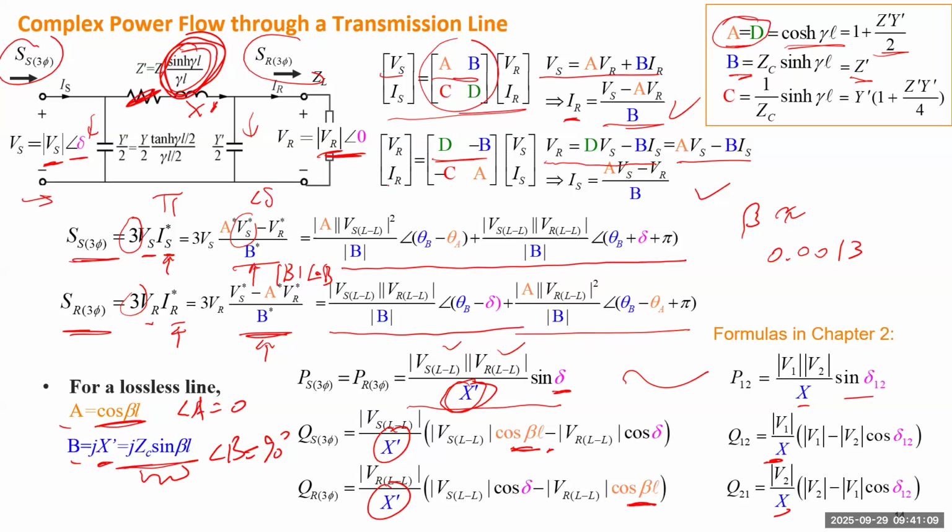When L is very small, βL will be close to 0, then cosine βL will be around 1. So that will completely become the formula from chapter 2. But when the line is very long and cosine βL is not 1, we need to utilize those two more accurate formulas to calculate reactive power. Okay, any question?